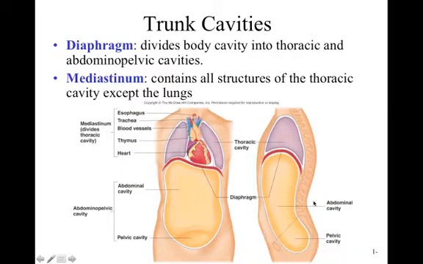Then the trunk cavities. You really have 2 major trunk cavities, the thoracic cavity and the abdominal pelvic cavity. There is a physical barrier that separates those two, and that is the diaphragm. So the diaphragm divides the body cavity into thoracic and abdominal pelvic cavities.